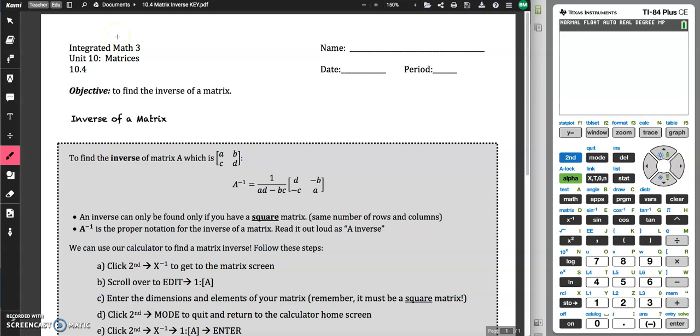Today we're looking at how to find the inverse of a matrix. And similar to multiplication, we usually would have done this by hand as well. We just don't have time this semester, so we're only showing you guys how to do it on the calculator.